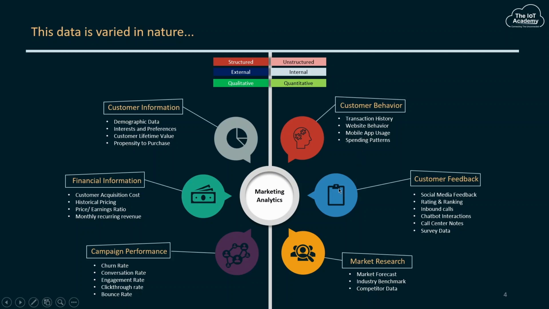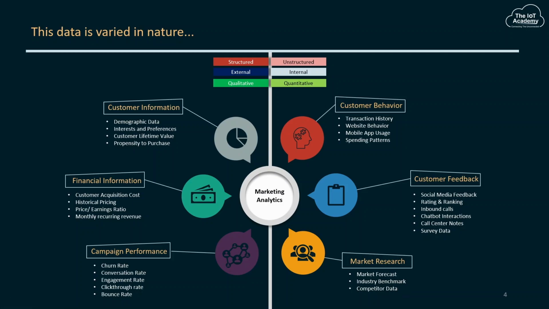Marketing department also gets customer feedback from various sources. It could be social media feedback, ratings and rankings, an inbound call which a customer makes, a chatbot interaction, call center notes, and survey data. Apart from this, marketing department would also get market research data, which could be a market research or some industry benchmark input or a competitor's data.